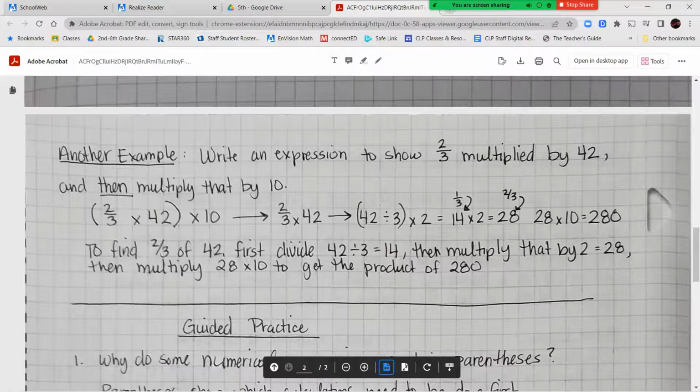So now that I found 2/3 of 42 is equal to 28, I'm going to multiply that by the 10 that was in the original equation. So 28 times 10 is 280. So to find 2/3 of 42, first I divided 42 by 3, that gave me 14. Then I multiplied that by 2, which equaled 28. That gave me the 2/3 of 42. And then I multiplied that, the 28 times 10, to get my product of 280.